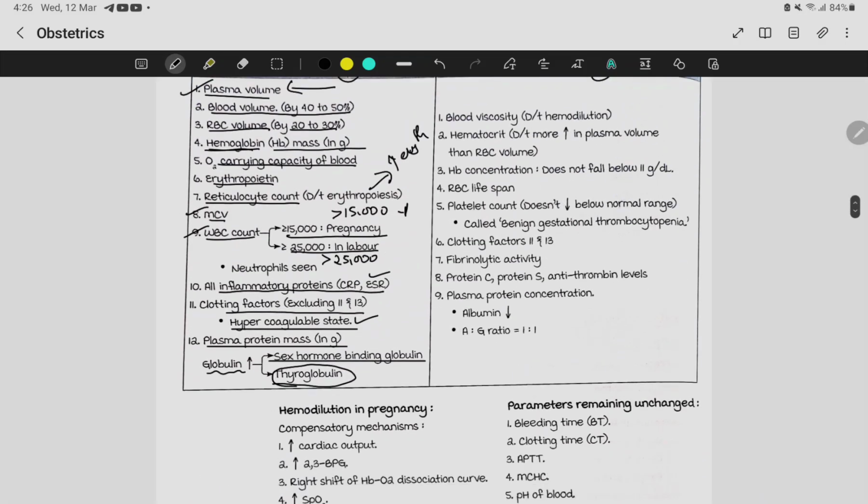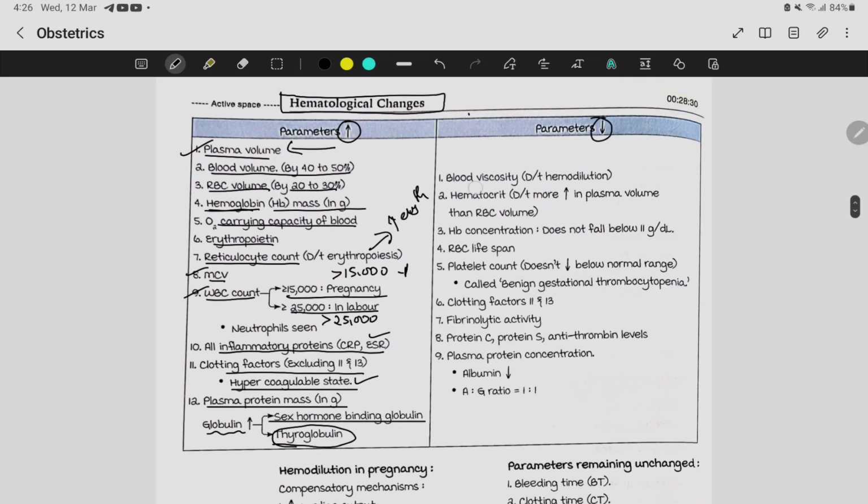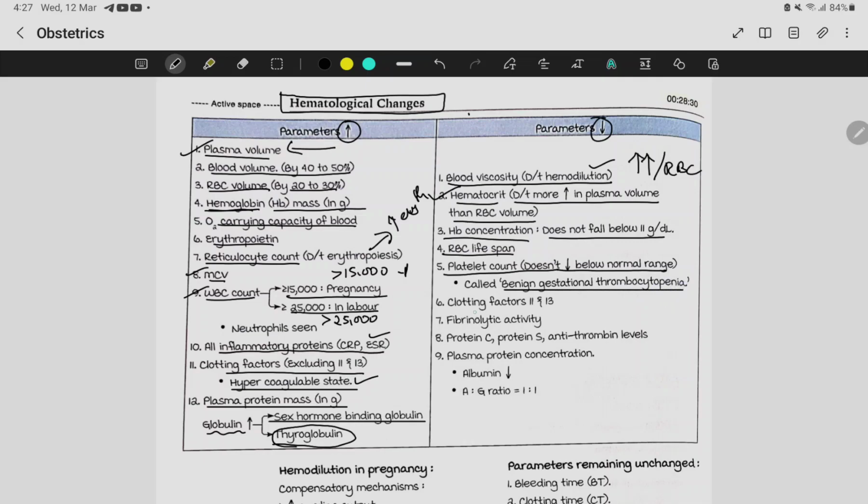Okay, so coming to the parameters that decrease, first is blood viscosity. There is hemodilution, right? Then hematocrit, due to more increase in plasma volume than RBCs. Plasma volume increases much more than the RBC increase. Because of that, there is decrease in hematocrit. Hemoglobin concentration does not fall below 11 gram per deciliter. RBC lifespan decreases. Platelet count doesn't go below the normal range. It's called benign gestational thrombocytopenia.